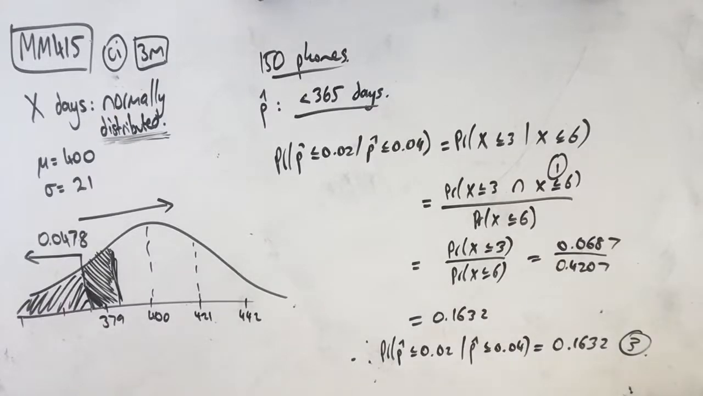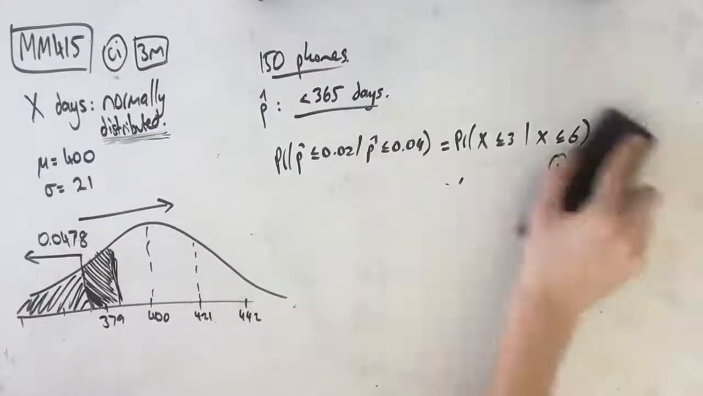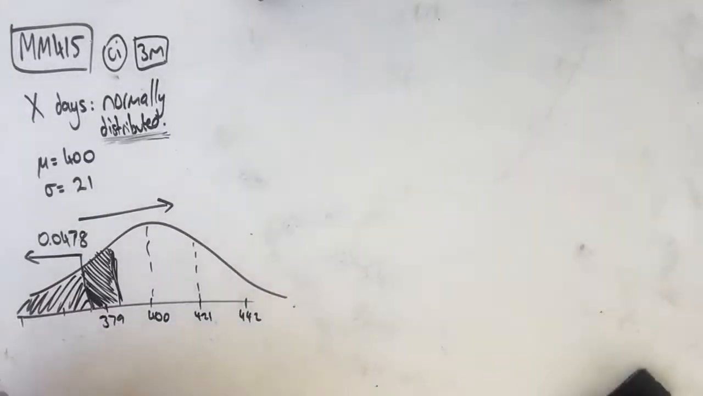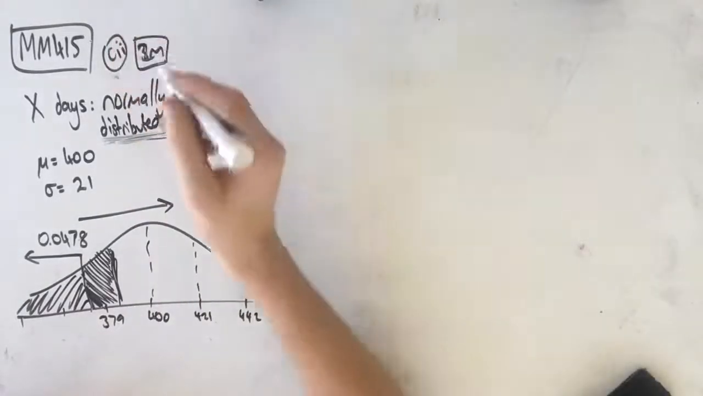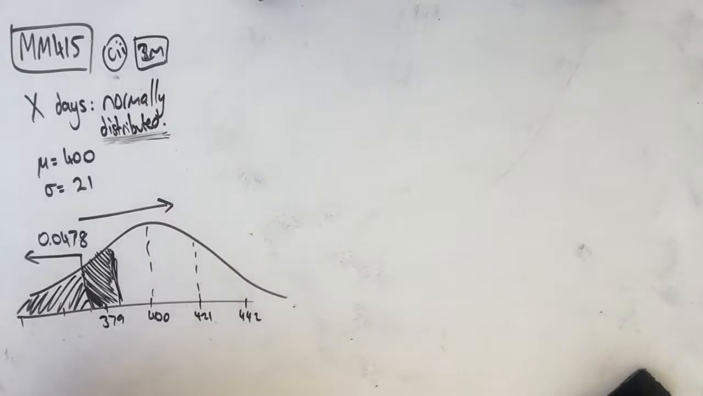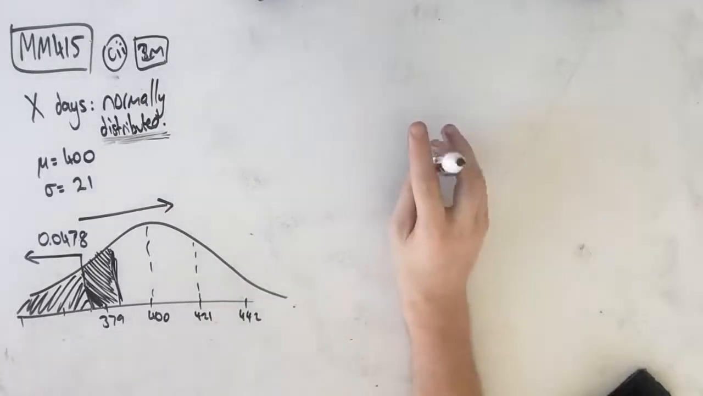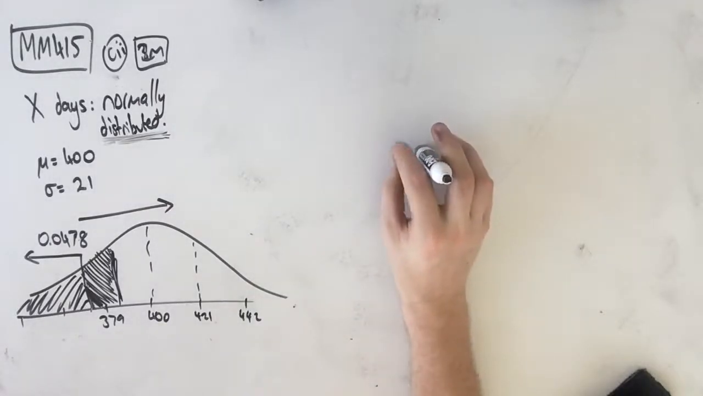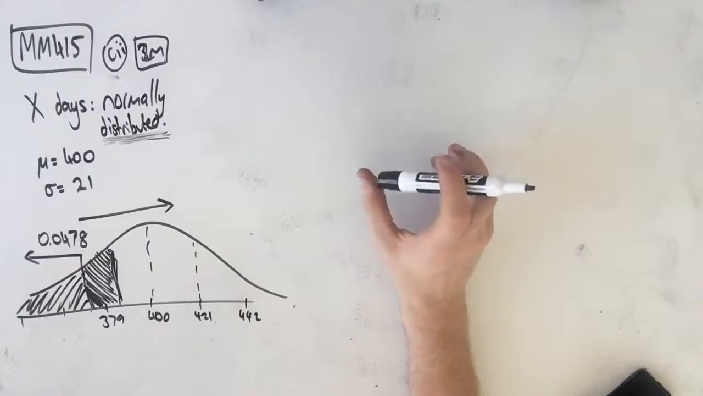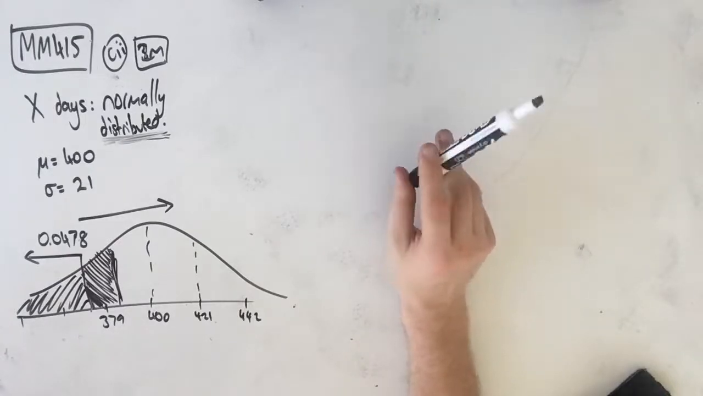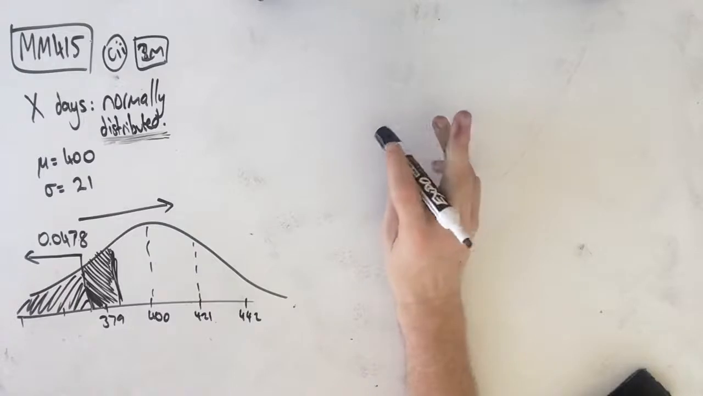Now part CII is a 2-mark question. It says, Banana finds that 10 of the sampled phones have a lifespan of less than 365 days. What is the margin of error for this test in a confidence interval of 90% for this proportion? Give your answer as a percentage correct to 1 decimal place.